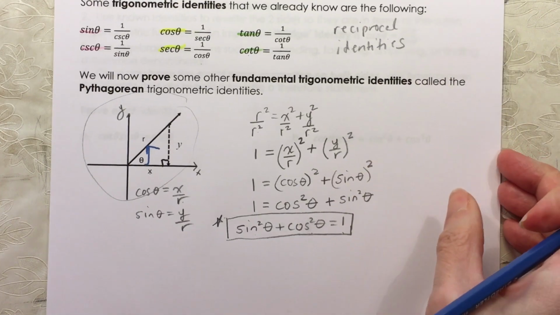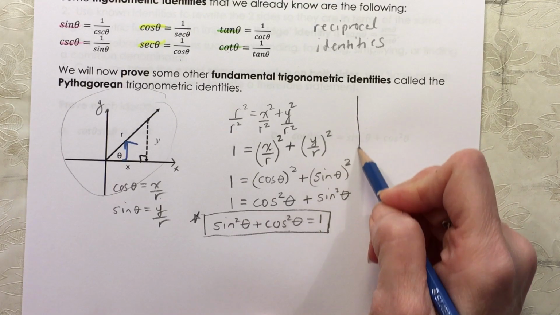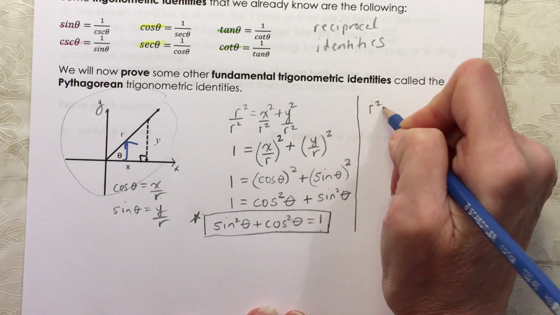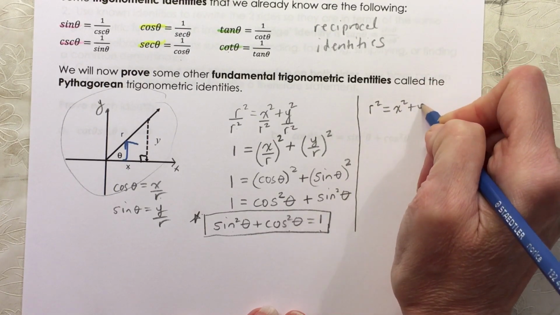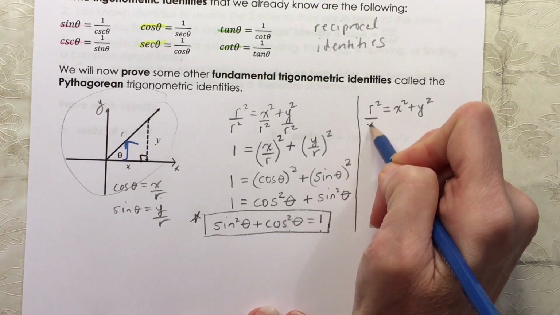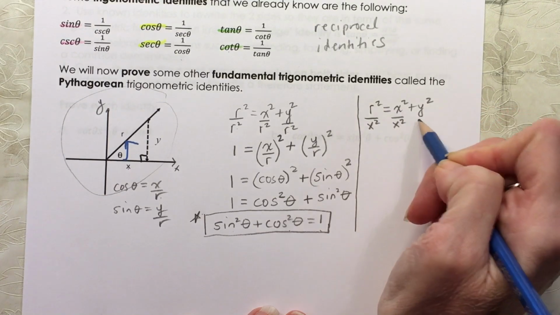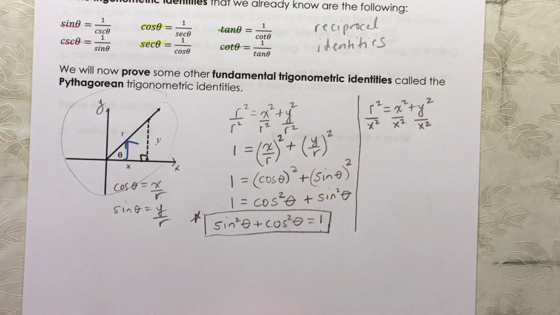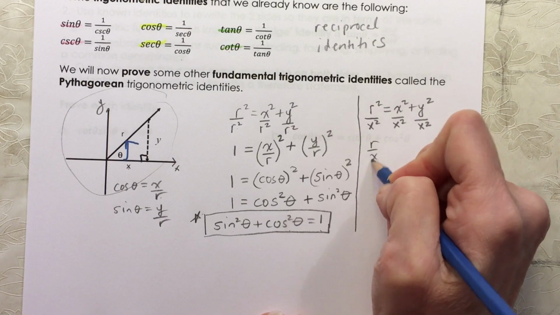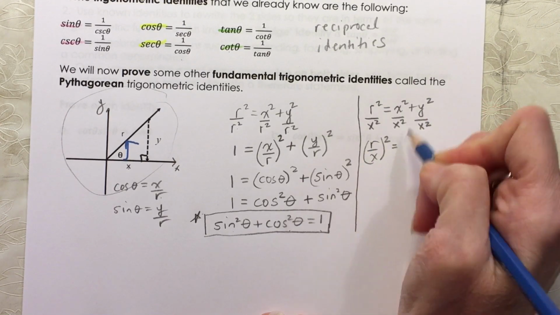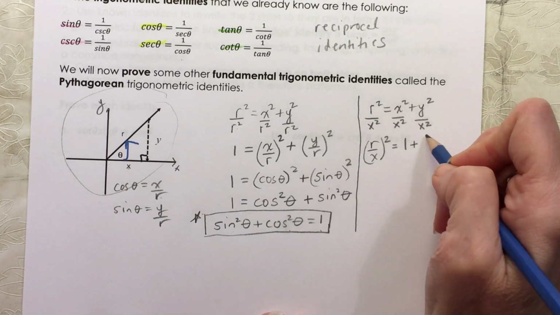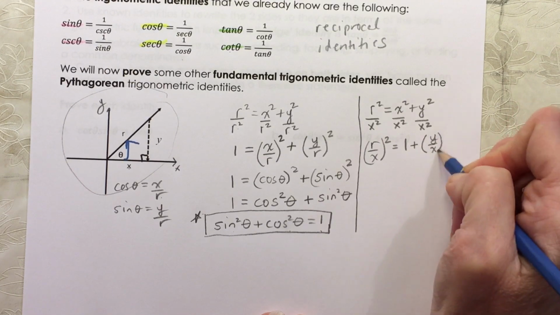Okay, so there's 2 other Pythagorean identities that are constructed in the same way. So we're going to start off again with r squared equals x squared plus y squared. But this time we're going to choose to divide both sides by x squared, which is the same as dividing every term by x squared. And we know we can write r squared over x squared as (r over x) squared. x squared over x squared is 1. And y squared over x squared we can write as (y over x) all squared.